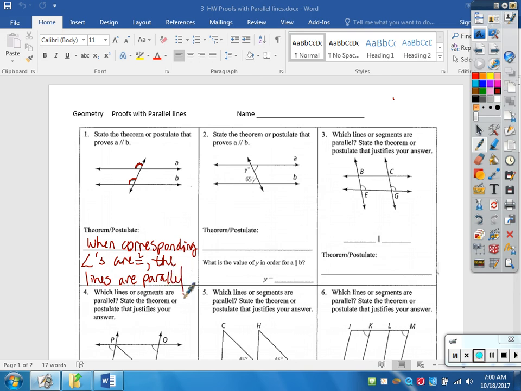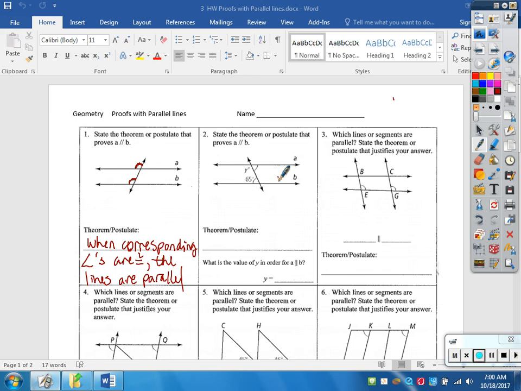Alrighty, so that's what you're going to do for these. You're going to just look to see what type of angle pair you have. That's going to be your reason. If you're trying to show that lines are parallel, you say that when the angles are congruent, whatever type of angle pair it is, then the lines are parallel. If you're trying to show that the angles are congruent, you're going to say when the lines are parallel, this type of angle is congruent. So corresponding angles are congruent, or whatever the type of angle pair happens to be.